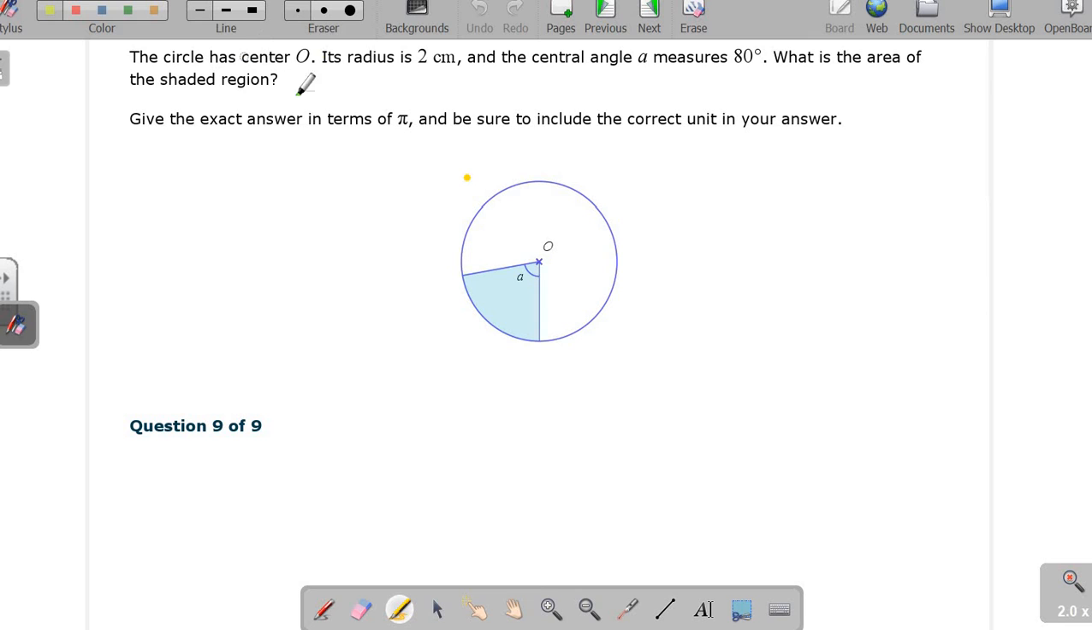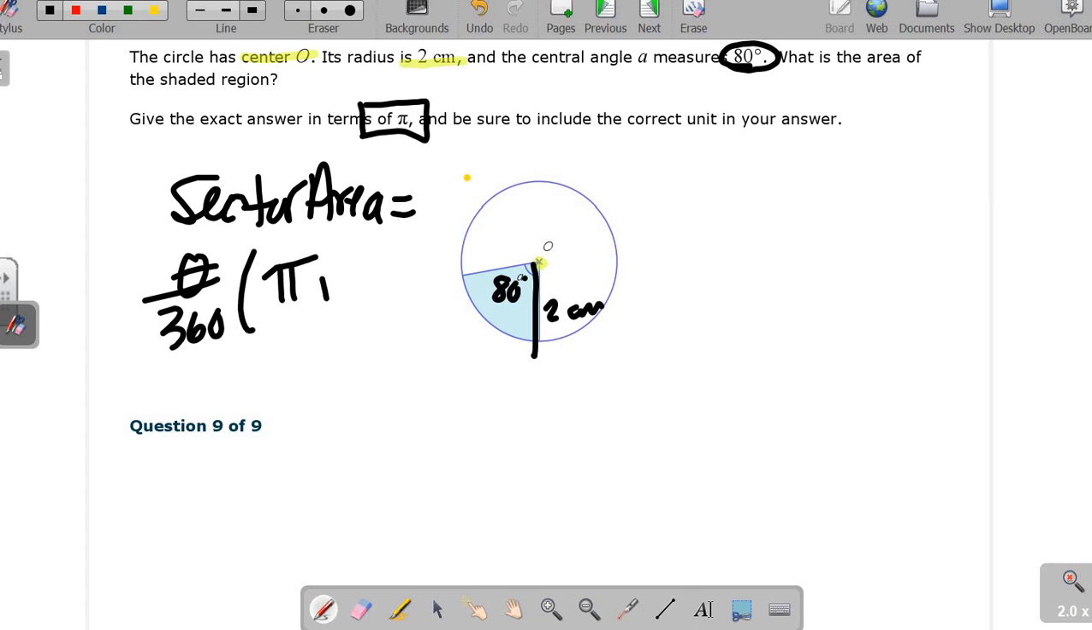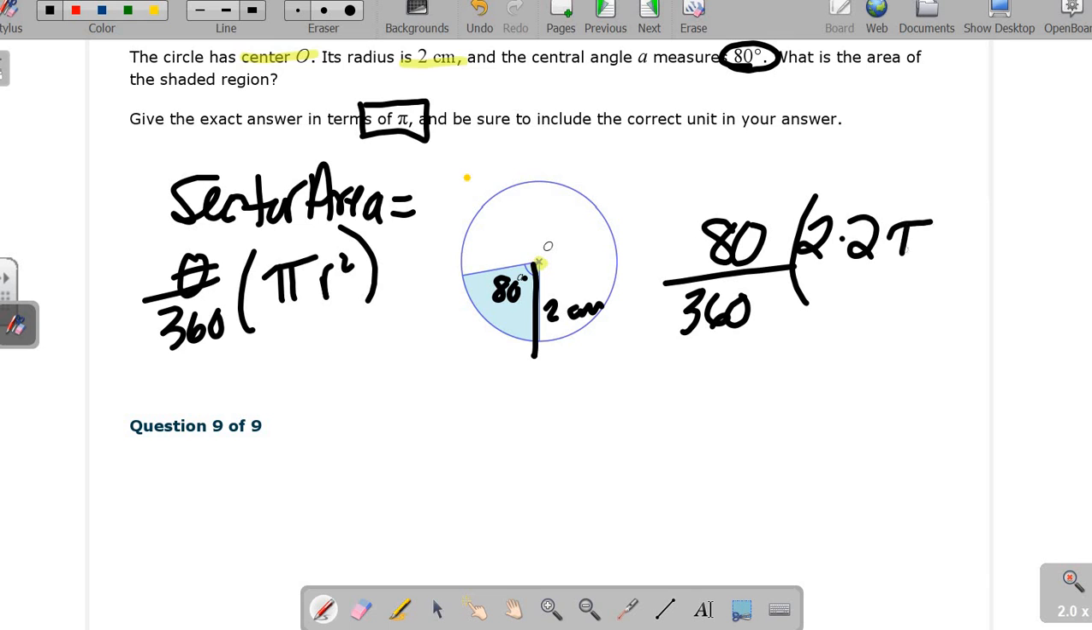And the circle has a center of O. Radius is 2 centimeters. The central angle is 80 degrees. What is the area of the shaded region? Remember, it wants it in exact terms. So my sector area is theta over 360 times pi r squared. My theta is 80 over 360 times 2 times 2 times pi.